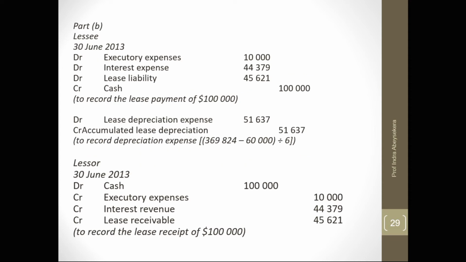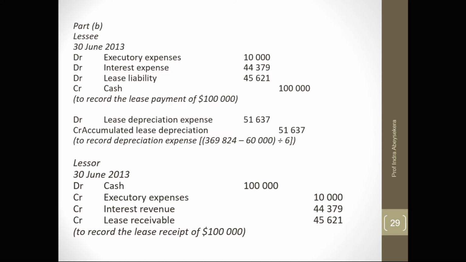At the end of the first year, there's a cash payment of 100,000 and executory expenses of 10,000. And using the schedule that we have prepared, we break down the 90,000 as interest expense 44,379 and lease liability 45,621. So that's for the lessee.